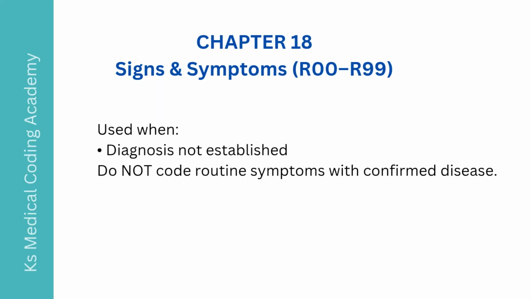Chapter 18. Chapter 18 includes symptoms, signs, and abnormal findings, coded from R00 through R99. These codes are used when a definitive diagnosis has not yet been established. Routine symptoms that are normally associated with a confirmed disease should not be coded separately.